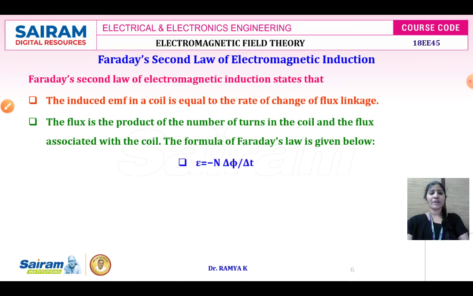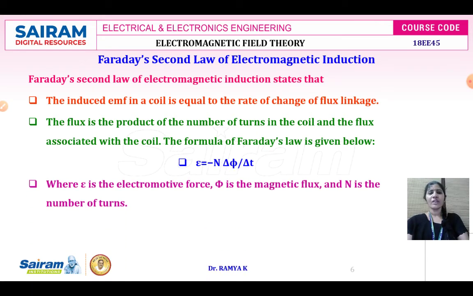So the formula for Faraday's law can be given as E is equal to minus N into d phi divided by dt. It is the rate of change of flux with respect to time, where E is the electromotive force, phi is the magnetic flux, and N is the number of turns.